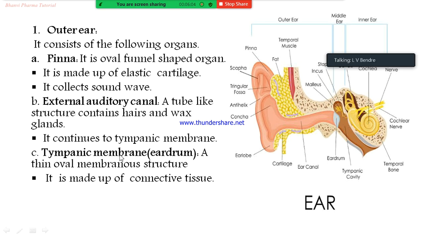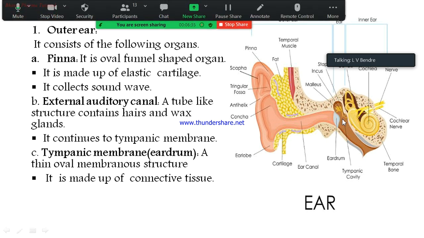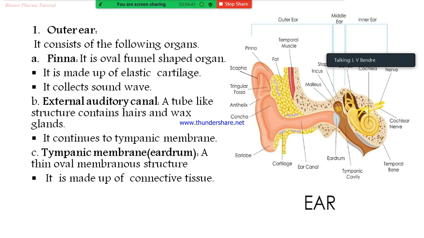Next, the external auditory canal contains the tympanic membrane, which is also called the eardrum. It is a thin, oval, membranous structure made up of connective tissue. You can see the diagram. It is a thin membrane.